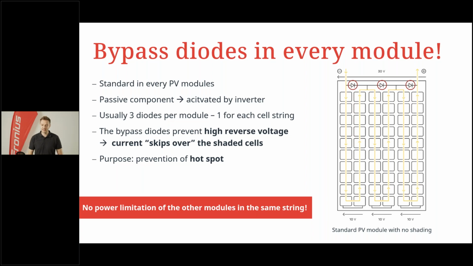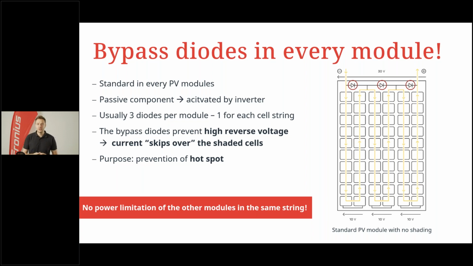This is a false myth, and why this is false, the solution is basically sitting in every module, and that's the bypass diode. A bypass diode is, as I said, standard in every nowadays PV module. Basically what we use now in the market is just half-cut modules, but it's also integrated in every standard module. It's just sitting on a different position, but 3 bypass diodes are built in every PV module. So you have 3 diodes per module, 1 for each cell string.